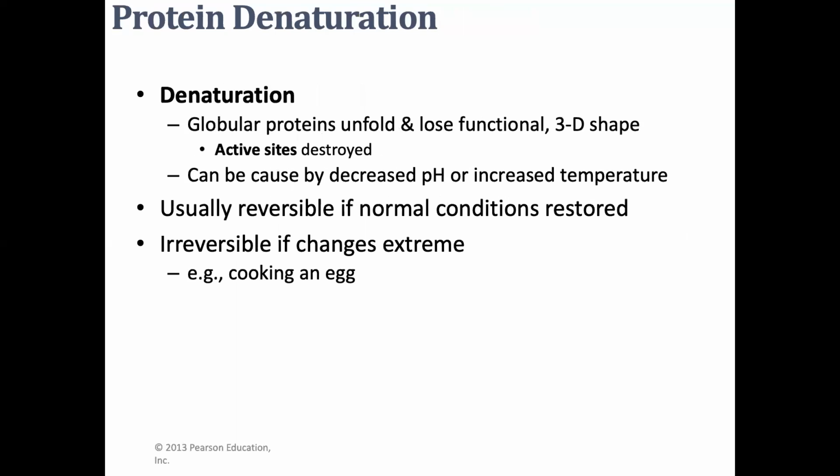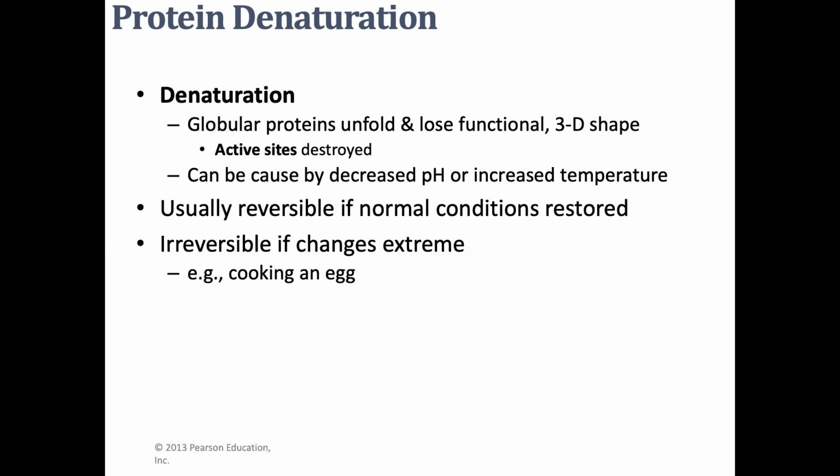So that's denaturation, right? Globular proteins, any protein really, can denature if we mess around with the temperature and the pH and the salt concentration that the protein is in, because most proteins are going to be in a liquid environment. And it can be reversible if you restore normal conditions, but sometimes it's irreversible. If you've ever fried an egg, you've seen an example of irreversible denaturation.